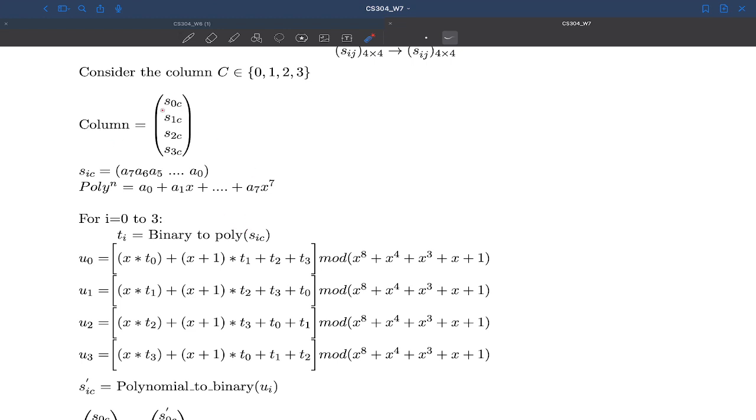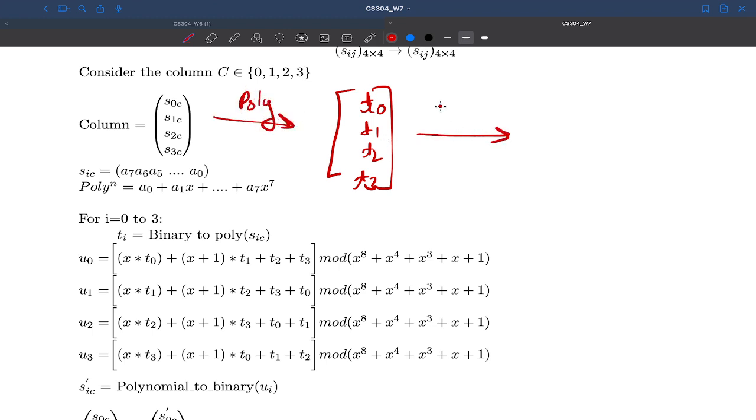Now how to get a transformed column? So this is my original column. I need a new column which I call S dash 0C, S dash 1C, and so on. So this is my column T0, T1, T2, T3 after converting this to polynomial. Now I'll do something, and I will transform this T0, T1, T2, T3 to some new polynomials. Let's say U0, U1, U2, U3. So how to get those transformed polynomials?